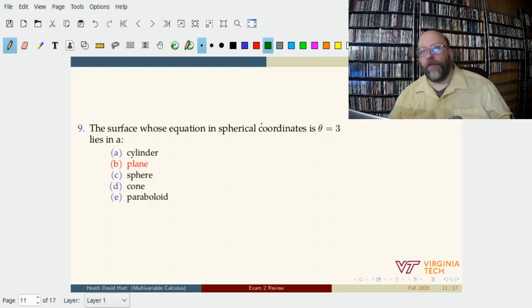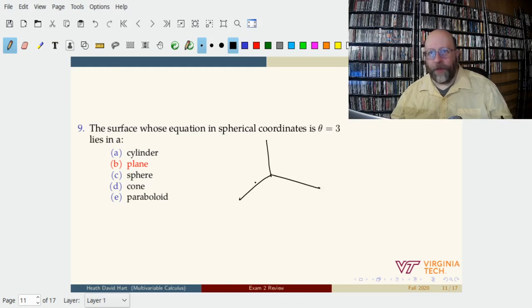All right, the surface whose equation in spherical coordinates is theta equals 3 is... Well, 3 is a little bit less than pi. Theta starts here, and we're going to go around 3 radians, which is not quite halfway around, not all the way around to the back of the x-axis.